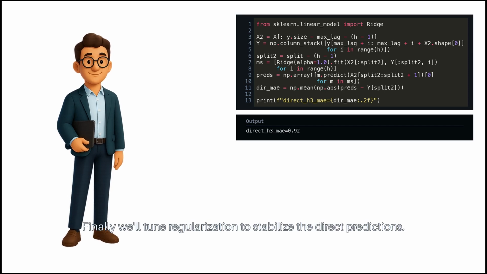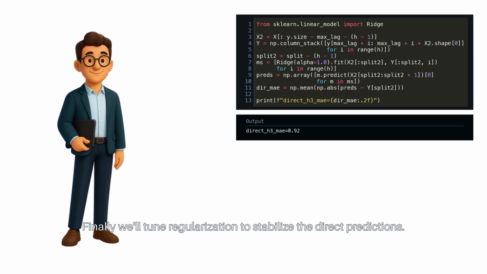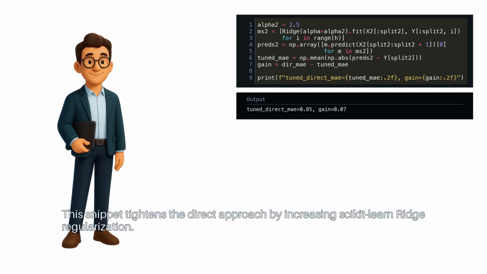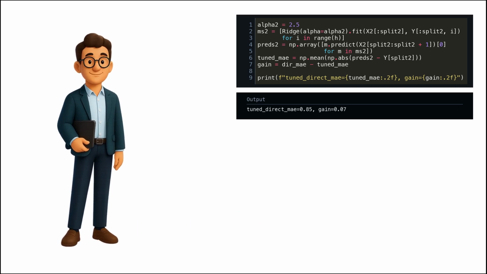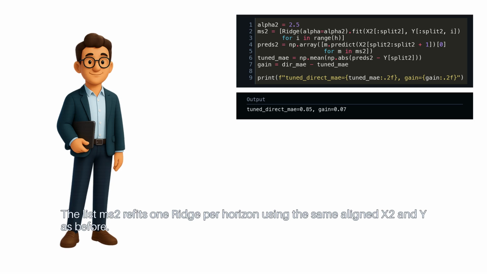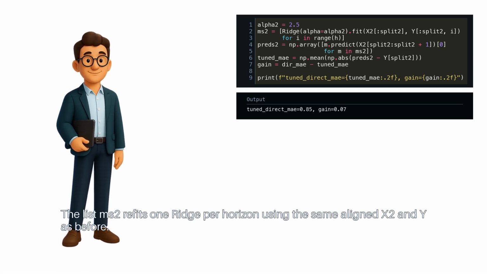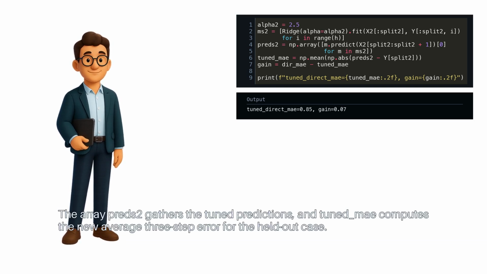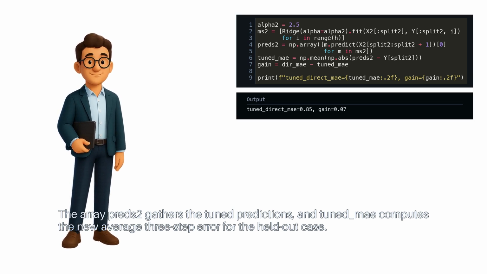Finally, we'll tune regularization to stabilize the direct predictions. This snippet tightens the direct approach by increasing scikit-learn ridge regularization. The variable alpha2 controls weight shrinkage. A larger value reduces variance by pulling coefficients towards 0. The list ms2 refits one ridge per horizon using the same aligned X2 and Y as before. The array preds2 gathers the tuned predictions, and tuned_mae computes the new average 3-step error for the held-out case.